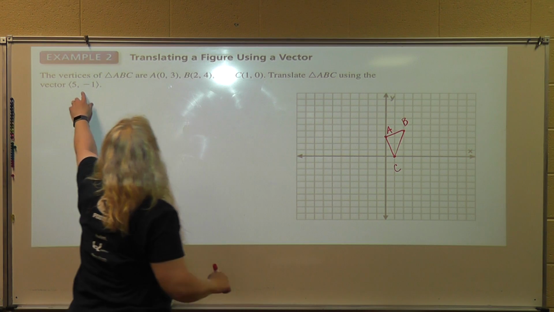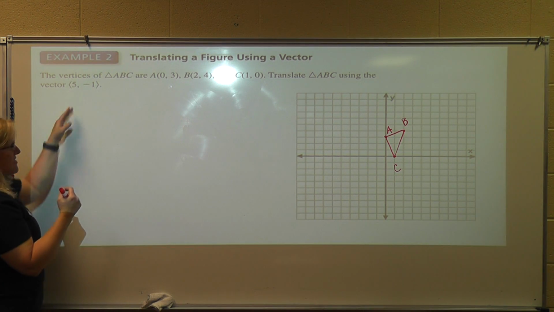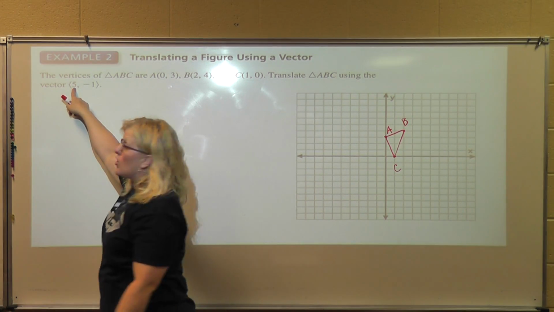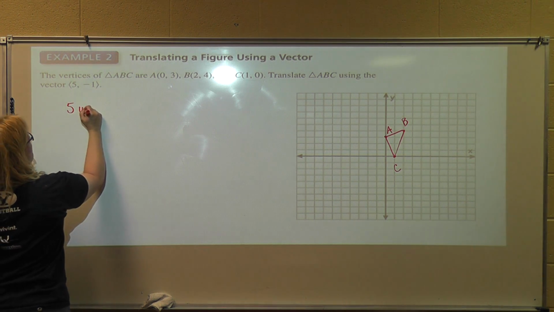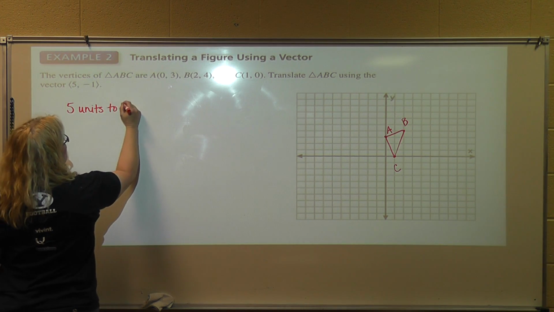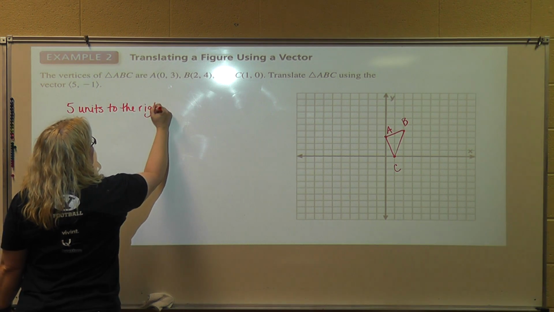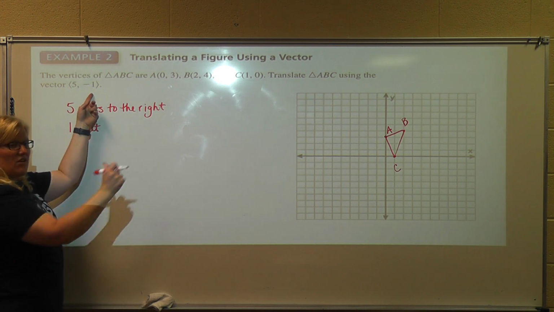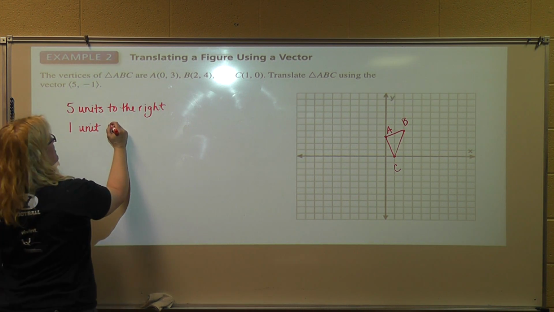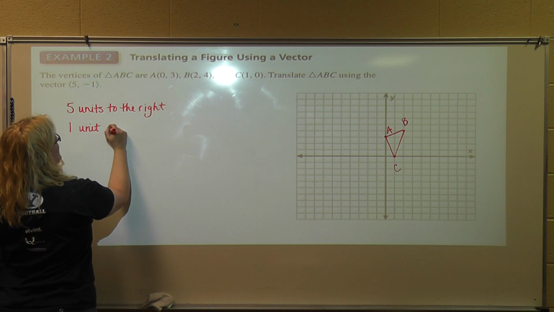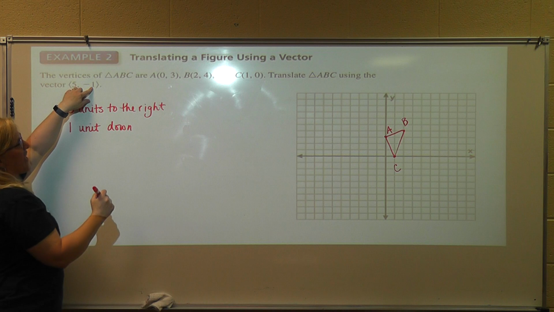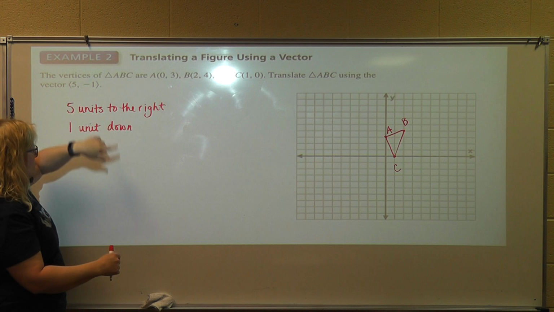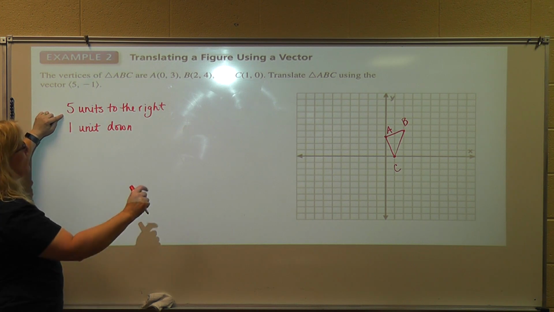So what does that mean, 5, negative 1? Well, this means that it is going to be moved 5 units to the right because it's a positive direction. And 1 unit, which way? It's negative, so it's going to be going to the left. So 1 unit, 1 unit down. What am I saying? It's negative 1, it's going down 1 unit because this is the Y part. I apologize. Okay, so 5 units to the right, 1 unit down.